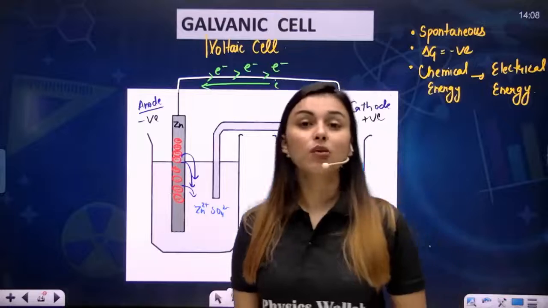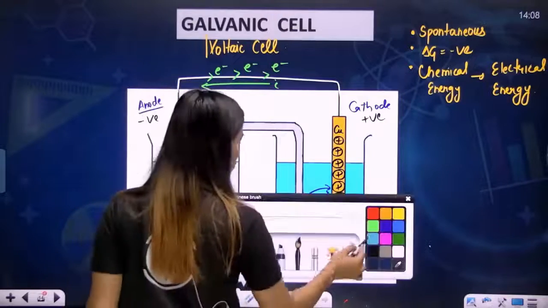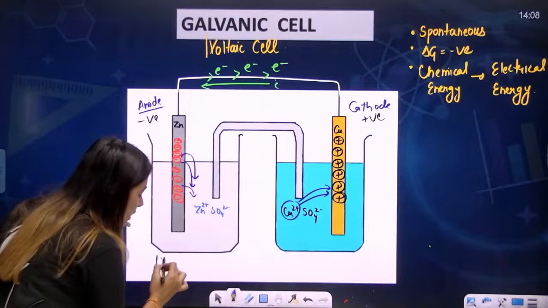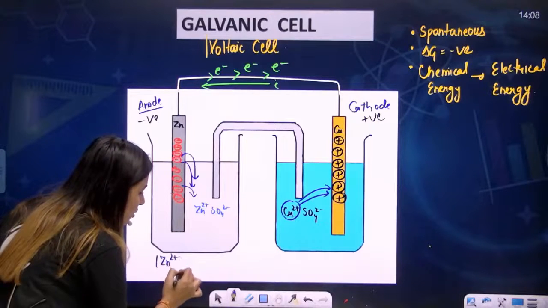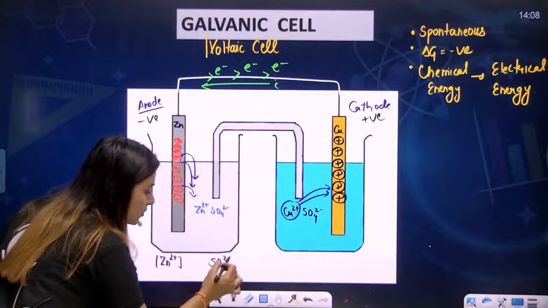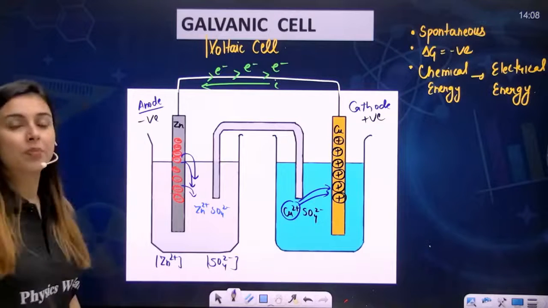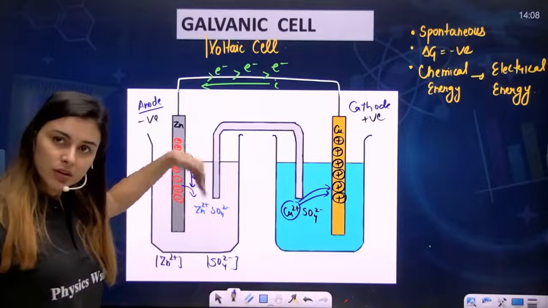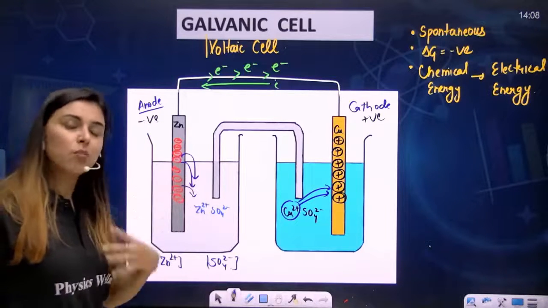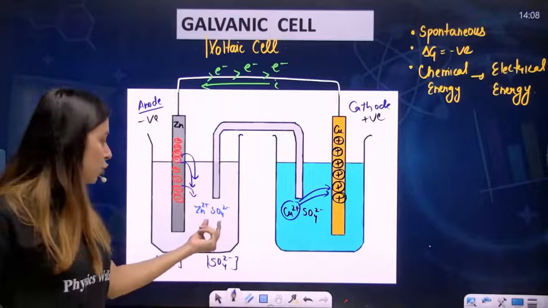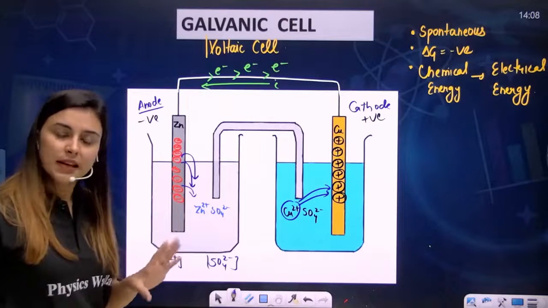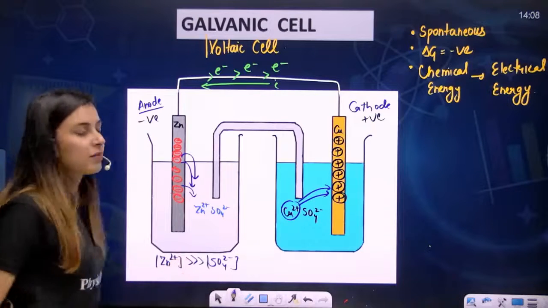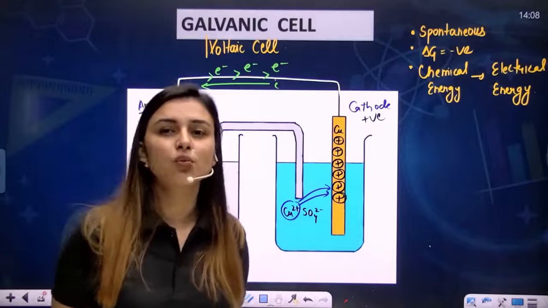Now, let's study about that. What happens is, my dear students, initially, in this particular solution, you have Zn2+ concentration and you have SO4 2- concentration, right? Now, imagine when a lot of zinc keeps on coming into the solution, it will form more and more Zn2+, but the concentration of SO4 2- is the same. So can I say that the concentration of Zn2+ is very much more than the concentration of SO4 2- ion?